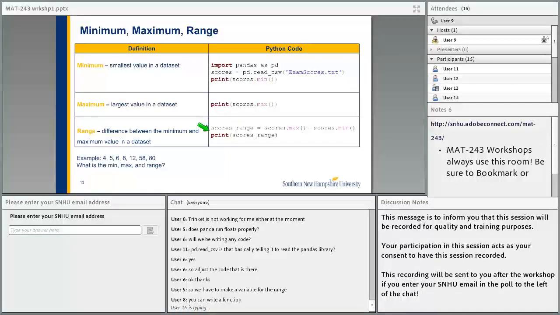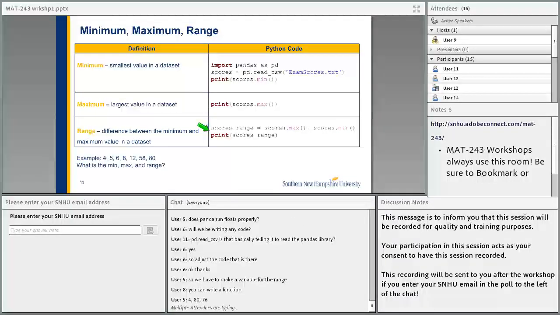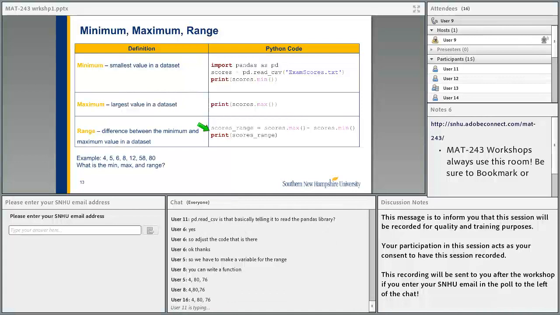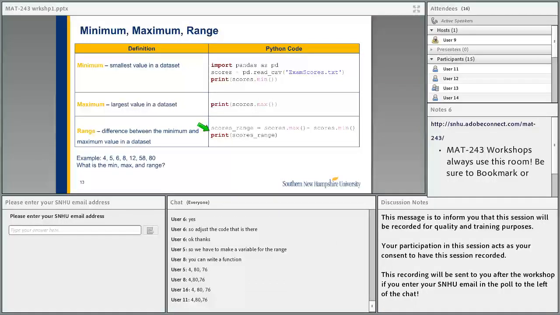So here is an example, a small data set. What's the minimum, the maximum, and the range? This shouldn't take too long. So quickly tell me what's the minimum, the maximum, and the range. Okay, 48, 480, and 76. Great.